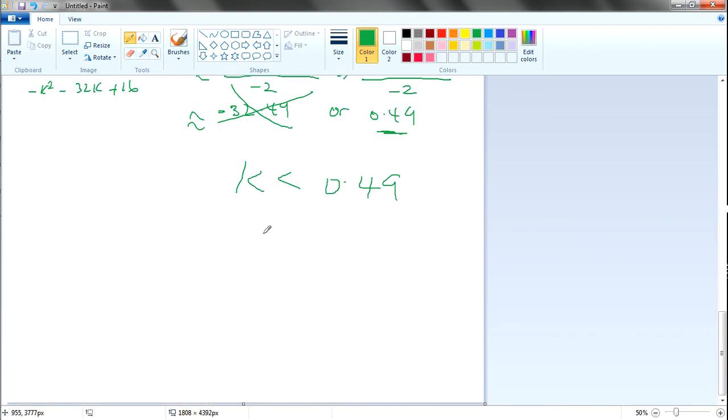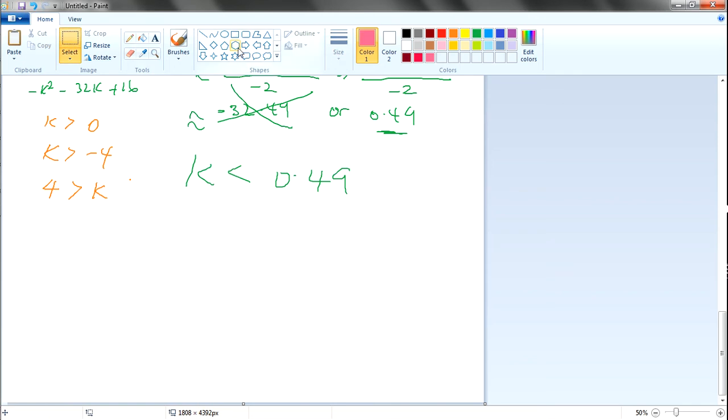You have all this range, so what we do is use the number line. As you can see, I have already transferred all my k values over here, and then we are ready to draw the number line. The first thing when you do a number line is to put in all the values. So we have 0, we have -4, we have 4, and we have a value of 0.49.